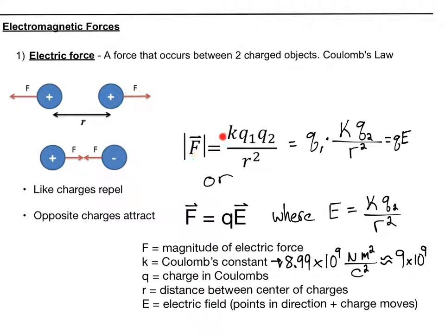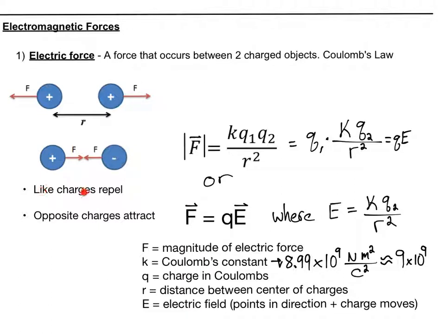The magnitude of this force is kqq over r squared, very similar to the gravitational force, and we'll do the same trick. We can pull this q out. This would be the magnitude of the second charge. This is Coulomb's constant, and this is the distance between them. And this stuff here is the electric field, which we'll talk about more later. So you could write Coulomb's law in this way. You can also write Coulomb's law as F equals qE, where E is kq2 over r squared. You'll oftentimes see these as a lowercase q and then a capital Q.